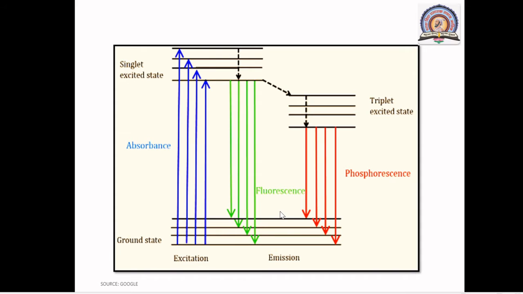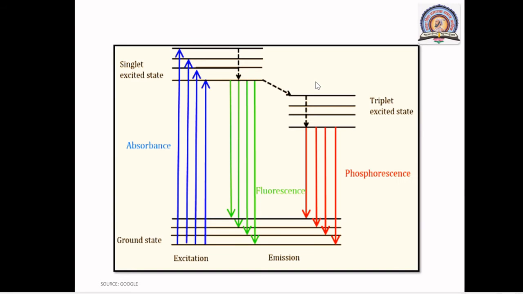So what is fluorescence? As we see, this is the excited state and this is the ground state. This is the singlet excited state, and this is the ground state. This is the triplet excited state, and this is the ground state. Okay, so fluorescence: the molecule in the excited singlet state S1 returns to the ground state S0 with emission of radiation. This process takes place within 10⁻⁸ seconds. This is a spectroscopically allowed transition.